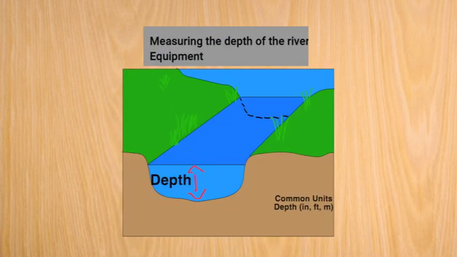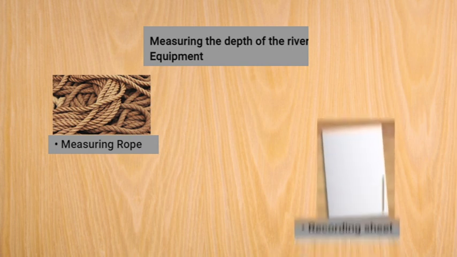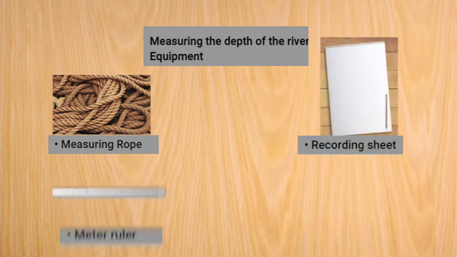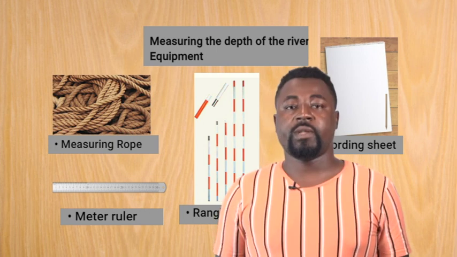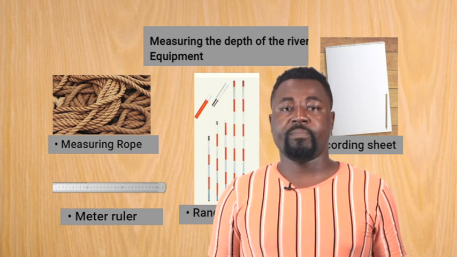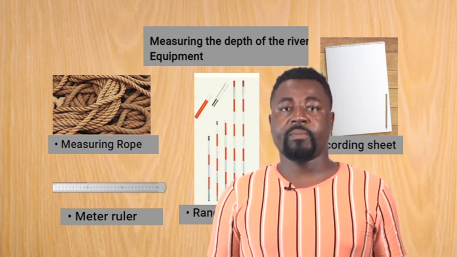Depth. When we are measuring the depth across the channel, we need the following equipment: measuring rope, recording sheet, meter ruler, ranging pole. After we have identified the correct equipment that we need and suitable sites which are safe, we do the following to measure the depth of the river.